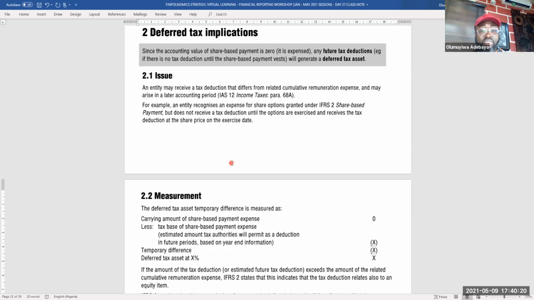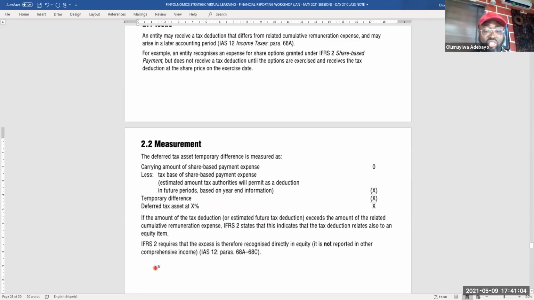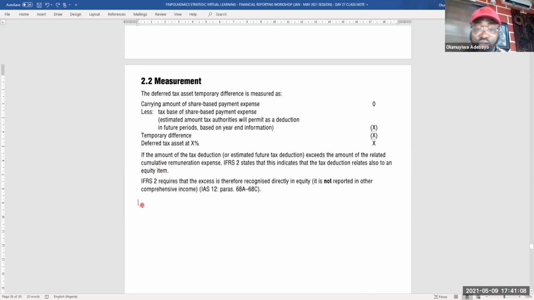Now, to recognize deferred tax effect is very simple. We compare the carrying amount of the share-based payment with the tax base. In simple terms, we compare the carrying amount, equivalent to the share-based payment expense, which is the cumulative expense, with the tax base cumulatively. The secret there is that the carrying amount is always zero because it has already been recognized ahead, while the tax base will not be that amount, which usually might be based on the intrinsic value when it crystallizes in the future. And to do that, we are going to look at a simple example. But there's something you need to take note of. Illustration.